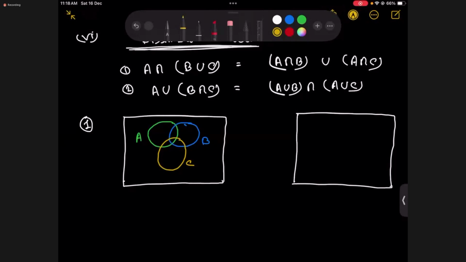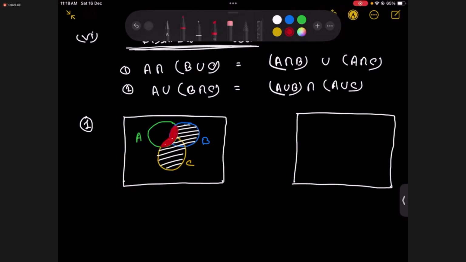So first of all, take B union C. What about B union C? We will get this white portion first. This is our B union C, and now we are taking the intersection with A. So what part will we get? We will get this part, this red part.